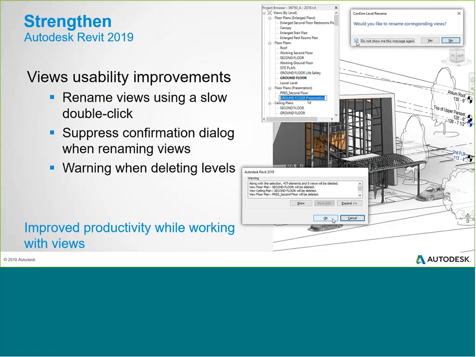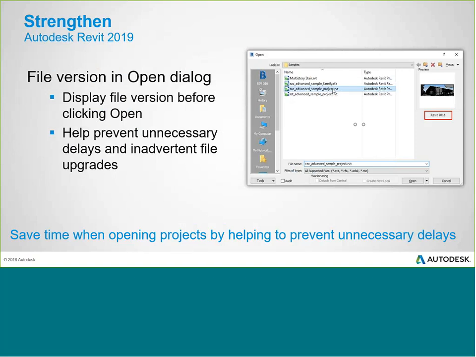Okay. This next thing is also something to really strengthen our Revit operating system, our Revit UI, user interface. So in Revit 2019, from the open dialog box, and I stress that, from the open dialog box, if you click on an old Revit project or a current Revit project, it will display the year version of that file right in the open dialog box.